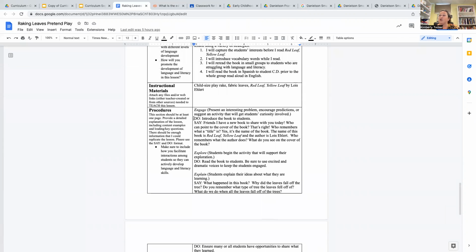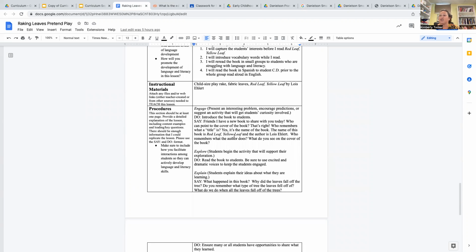We also use the do and say method of writing our procedures. So for do, you tell me what you're going to do, like introduce the book to the students. Say is exactly what you'll say. You won't do this all the time when you're a teacher, but you should do it when you're student teaching. It's a great habit to get into, and it helps you really think through ahead of time what you'll say to students. So here I'm introducing the book to the students.